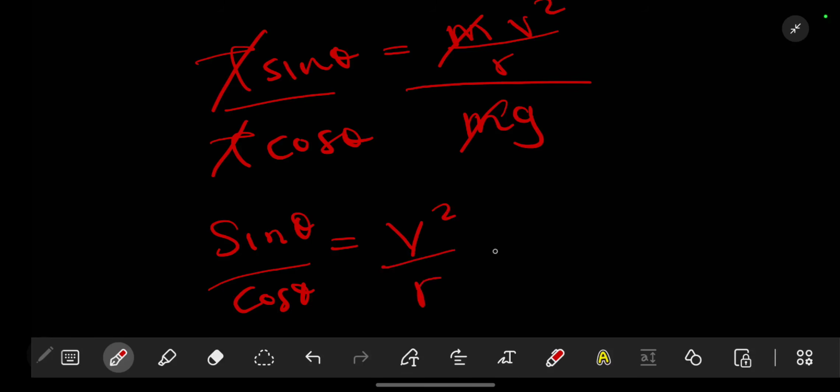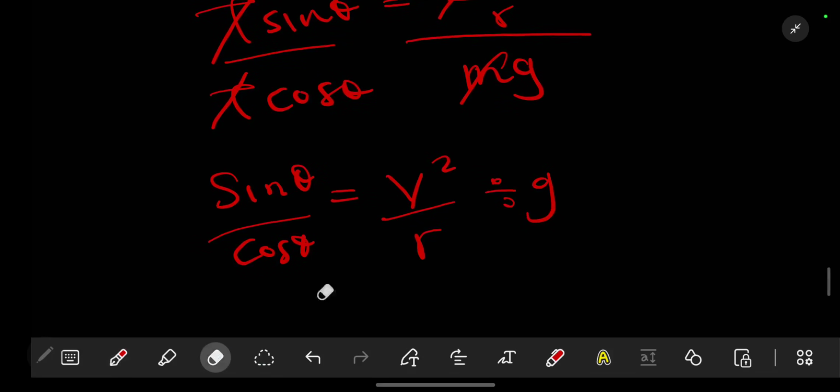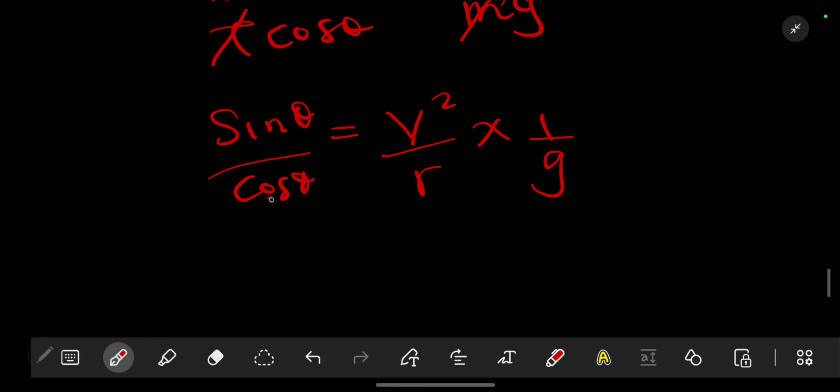Then we are going to divide by g. Now instead of wasting time dividing, we can just multiply, remembering that when division becomes multiplication, it becomes 1 over. So we have sine over cos, which is tan of theta, equal to v squared over r times g. It will be rg, like that. So this is basically the equation that can help us find the angle.